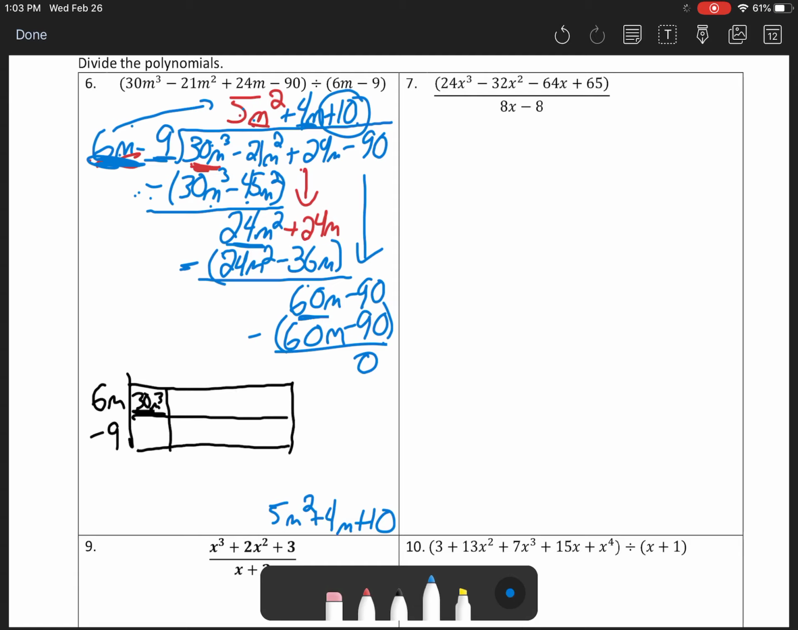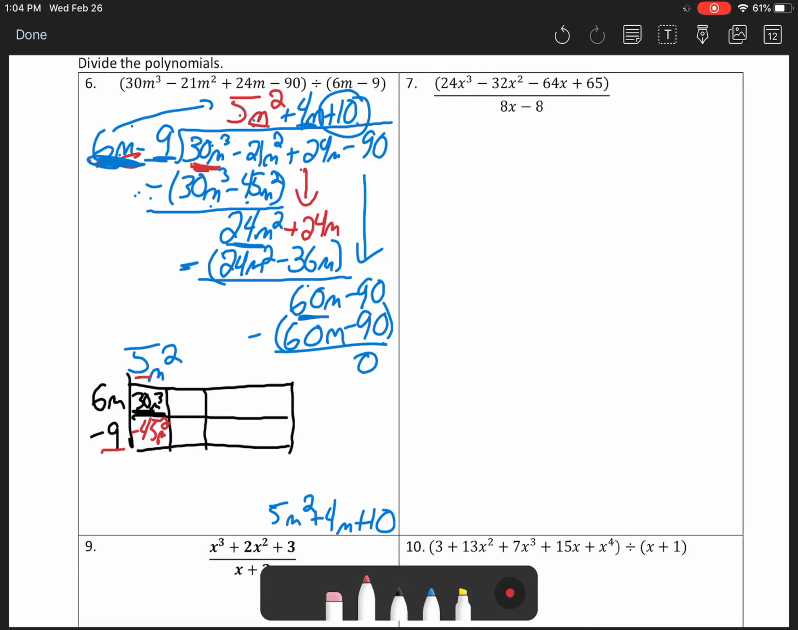And the first thing I ask myself is, remember that when you do a box, it's multiplication, so we're actually doing reverse multiplication. So 6 times what is 30? Well, 6 times 5 is 30, and m, well, what should be here? This is going to be an m squared. Okay, and then what I do is I multiply down. Negative 9 times 5 is negative 45m squared.